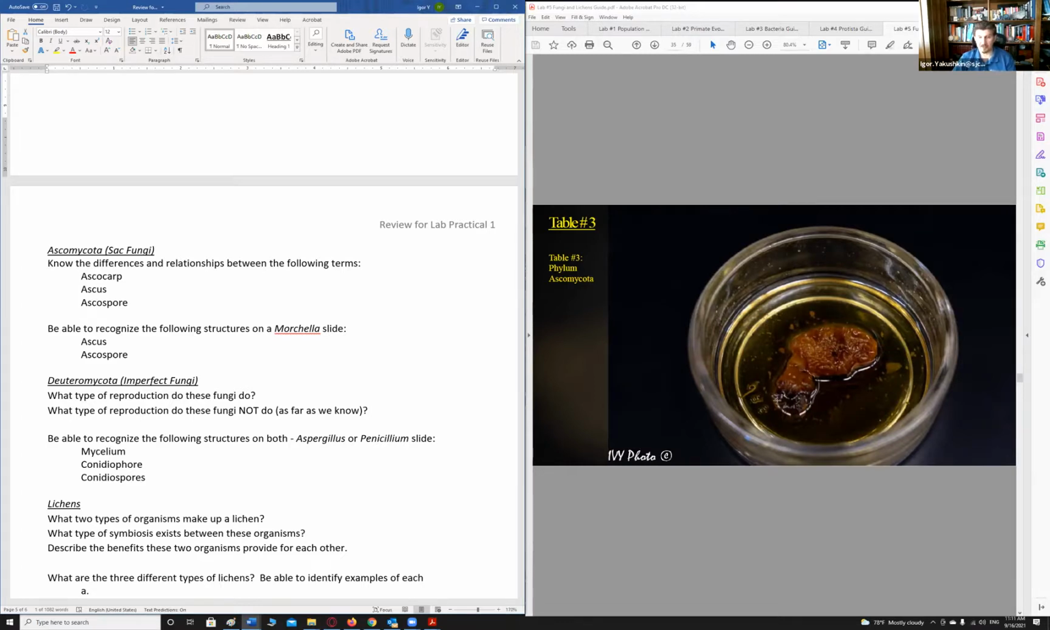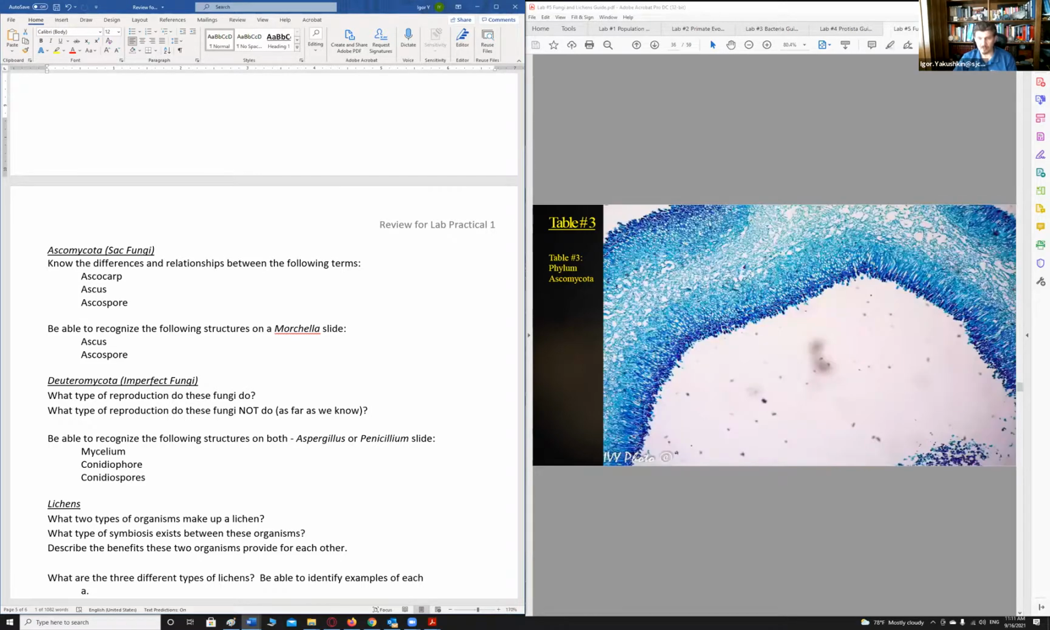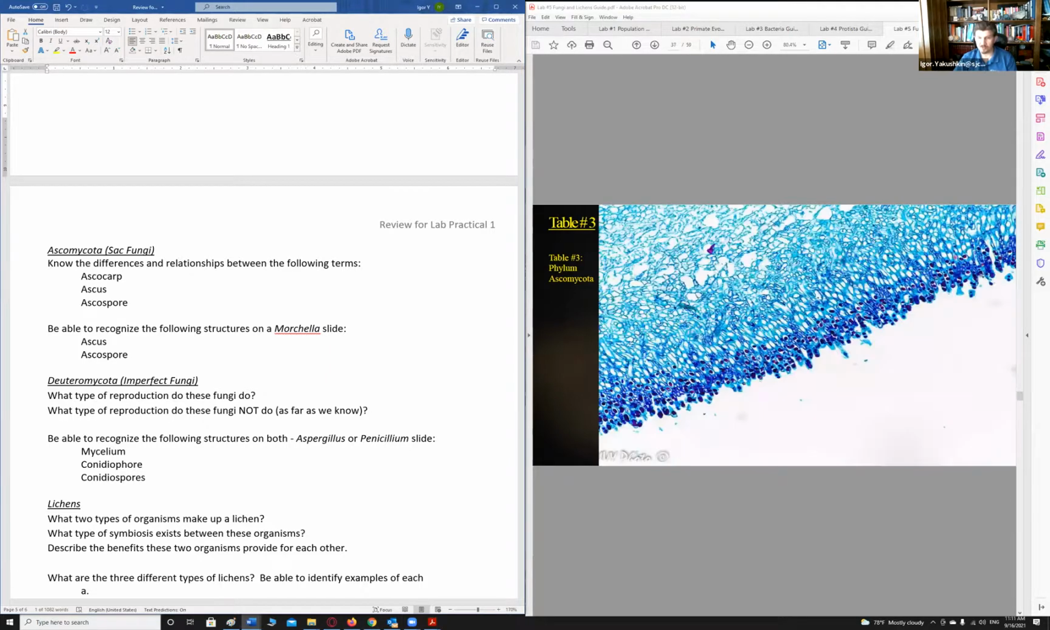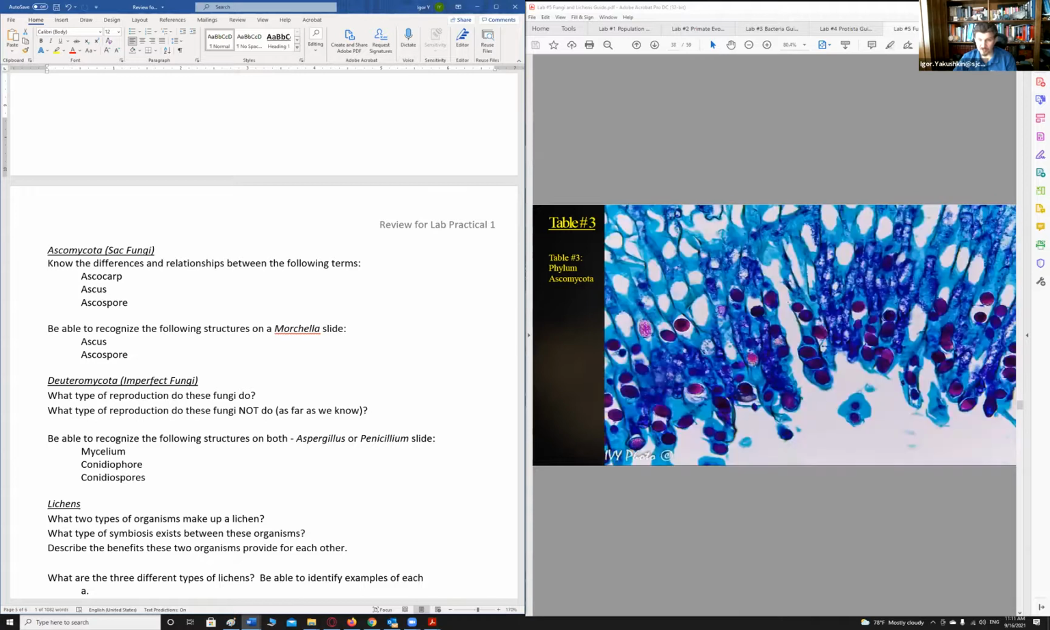Morchella is actually Ascomycota, and whenever you're looking at the cross section, you will see again tons of spores in very specific structures. The structures look like a sack filled up with the spores. So those purple bluish dots, dark dots, that's the spores within the sac. That's why it's called sac fungi, ascus, Ascomycota. Ascus means sac. So here we go.